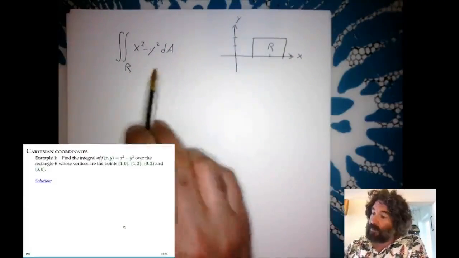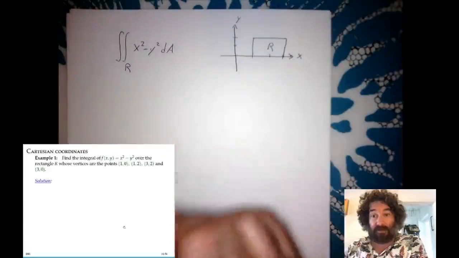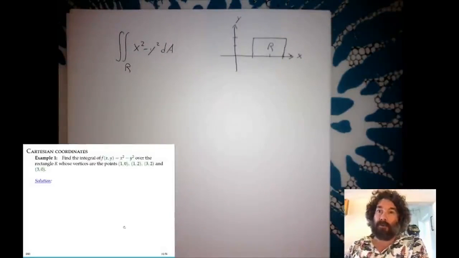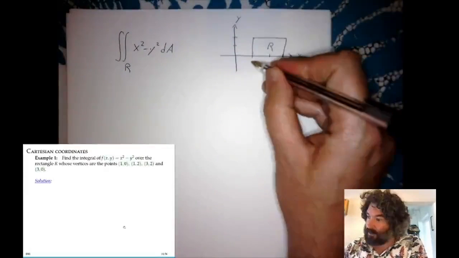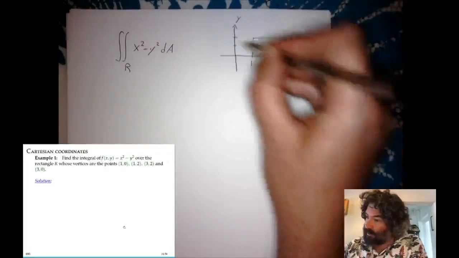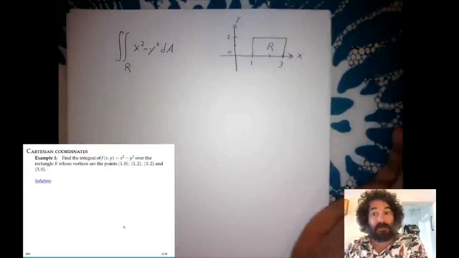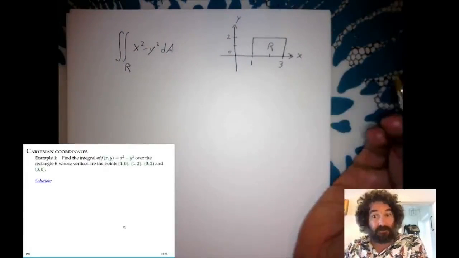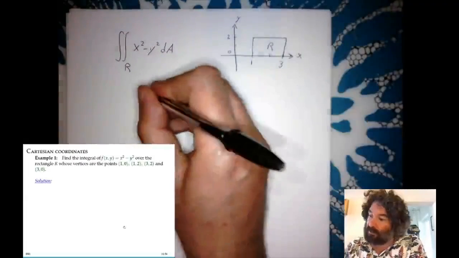Okay, so let's evaluate this by converting it to an iterated integral. And I'm going to do it both the possible ways, integrating with respect to x first and with respect to y first. X goes from 1 to 3 and y goes from 0 to 2. So let's first do the iterated integral, integrating with respect to x first, where the x integral is the inner integral.